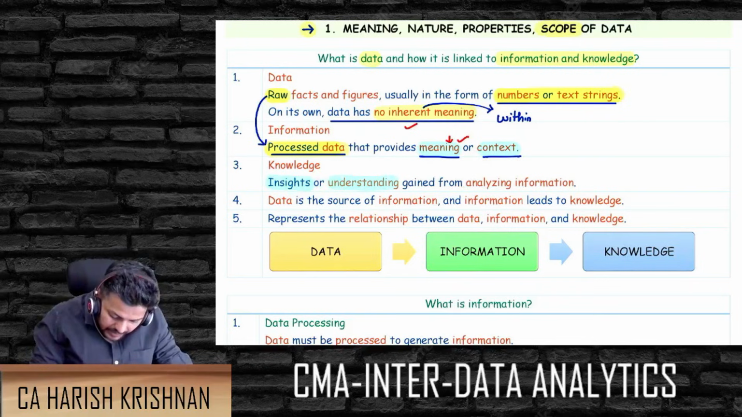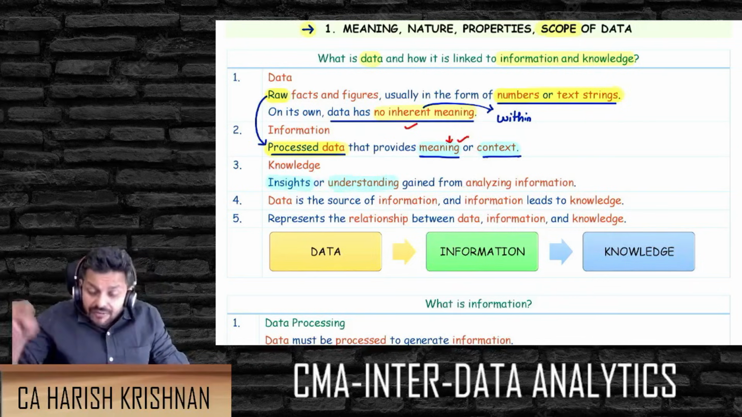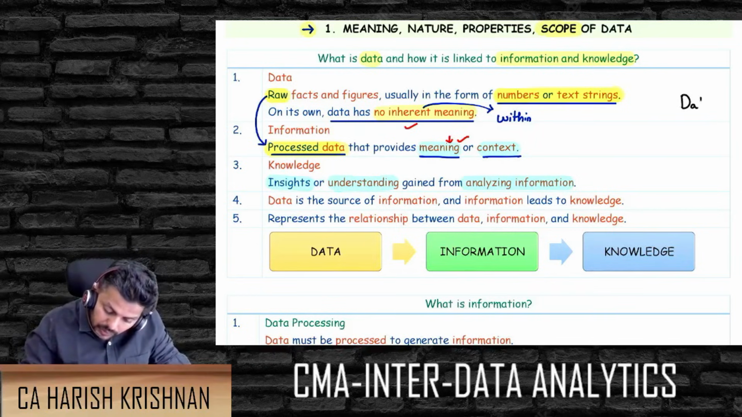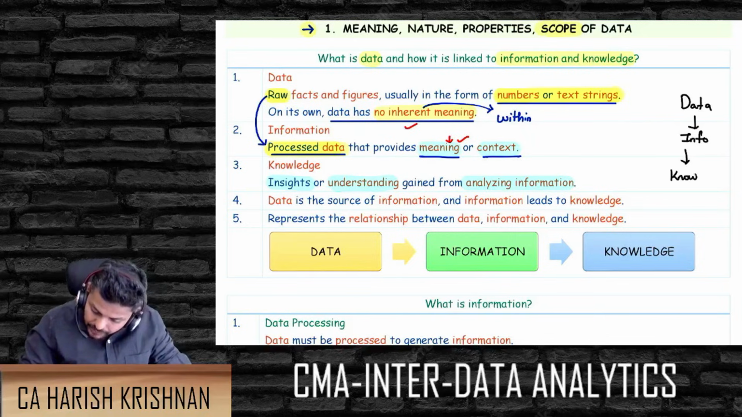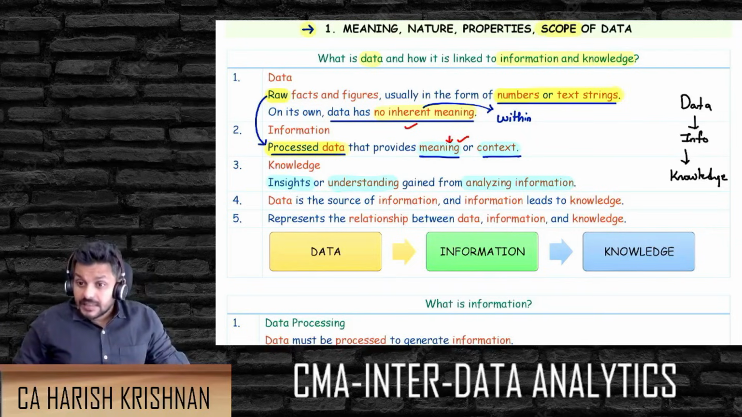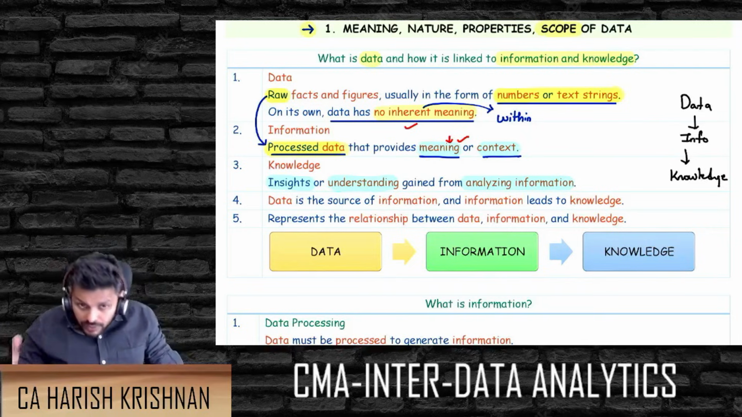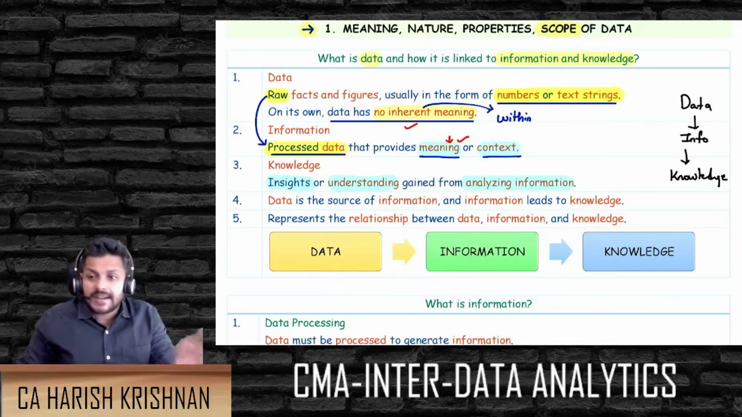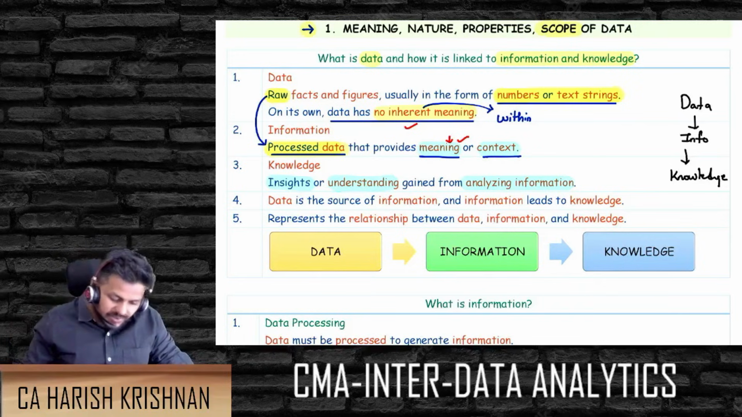Knowledge is about the insights or understanding gained from analyzing information. So you know the story now. From data comes information. After processing, from information comes knowledge. That is, this data classification is something that we saw, right? So how do you classify data? That becomes a very important aspect to get information and knowledge further, and that is exactly why we are going to see the subject in greater detail.